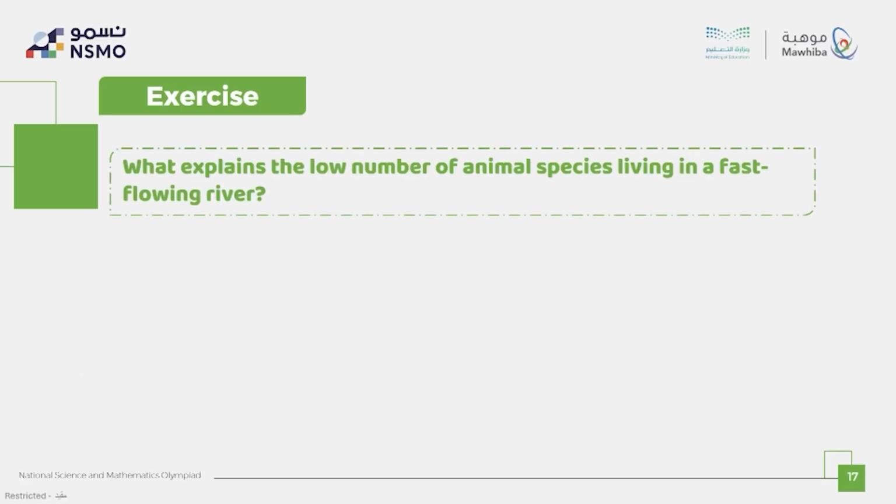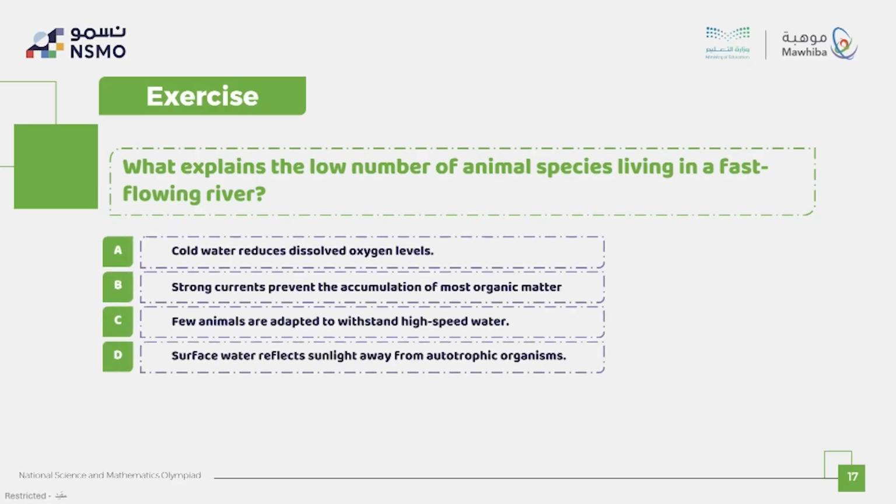Another question. What explains the low numbers of animal species living in a fast-flowing river? The main idea is that not all animals are adapted to survive in fast-moving water. It requires specific adaptation. So let's analyze the options. First, cold water reduces dissolved oxygen levels. That one is incorrect. Why is it incorrect? Because cold water actually holds more oxygen, not less.